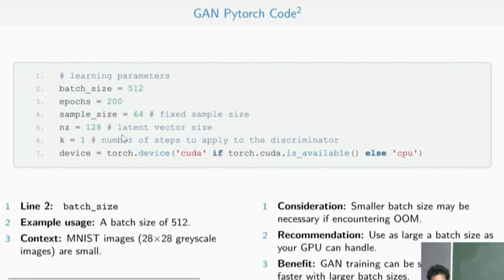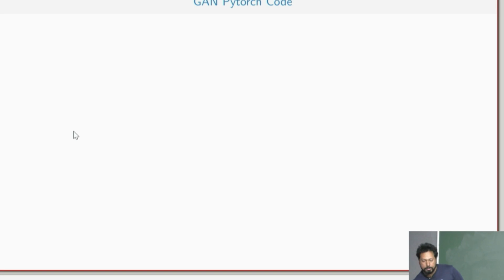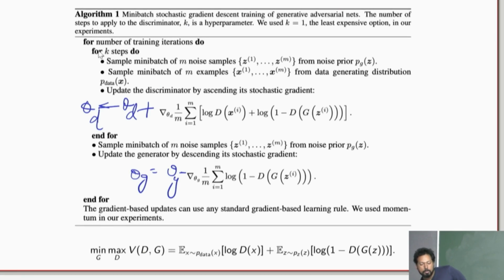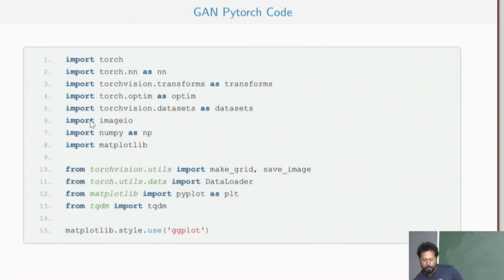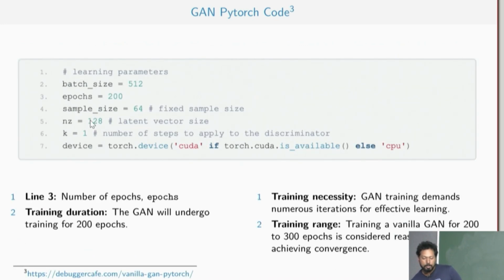So k equals 1. This k is the same as the k that we saw in the algorithm. It is how many times you are going to run the discriminator loop. So these are some of the details. You can have a look into these things.